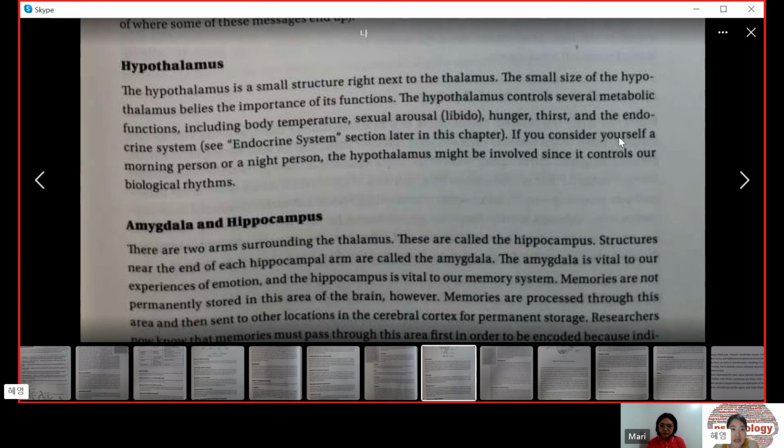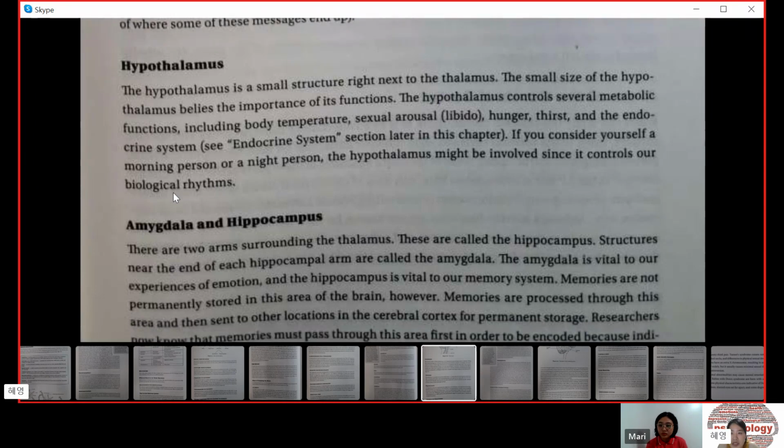So if you consider yourself a morning person or a night person, the hypothalamus might be involved since it controls our biological rhythms. Maybe you have some sleep disturbance. Yeah, I have. Then you'd better check the hypothalamus function. You can search Google for hypothalamus function, and then you can get some information, like nutritional supplements for hypothalamus function, something like that.